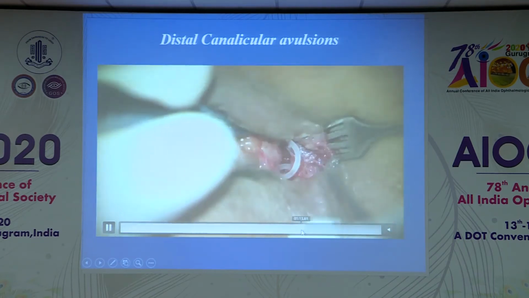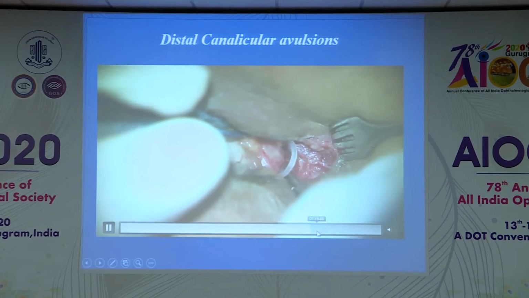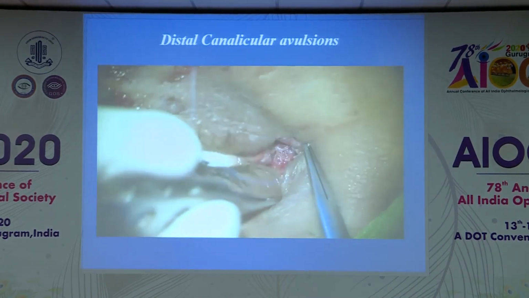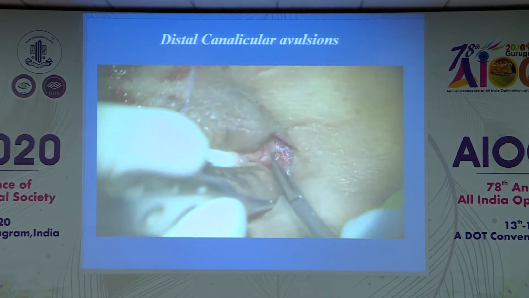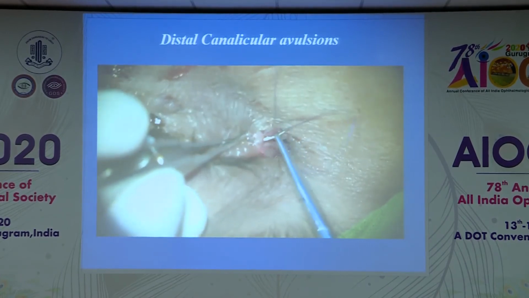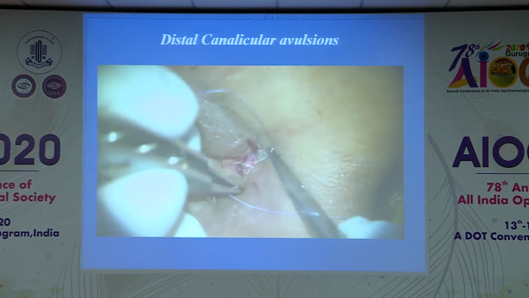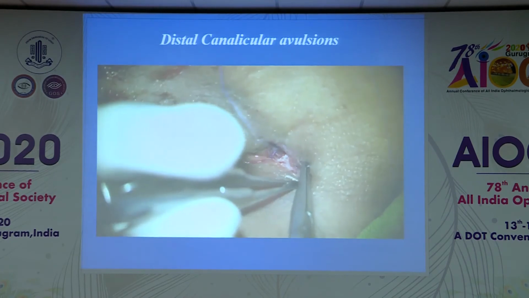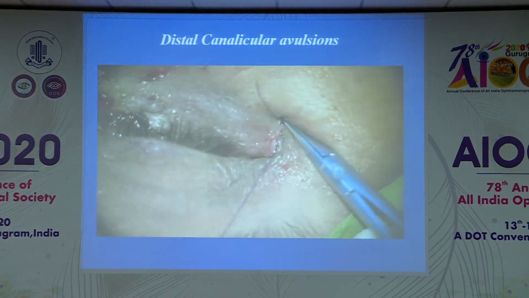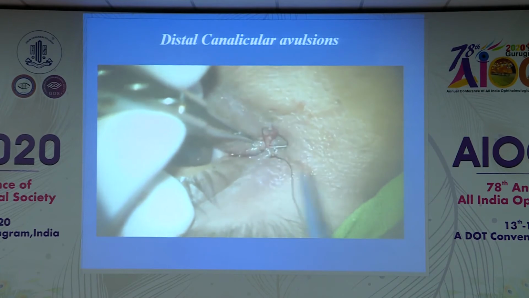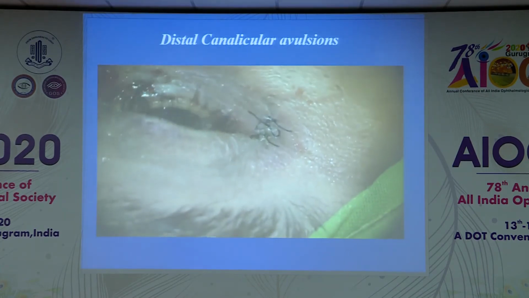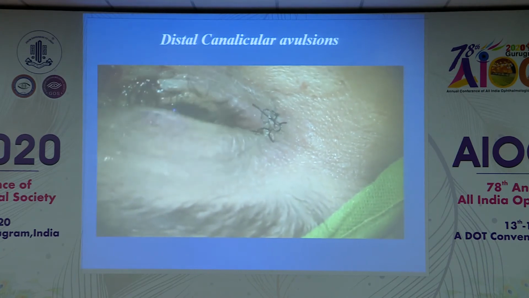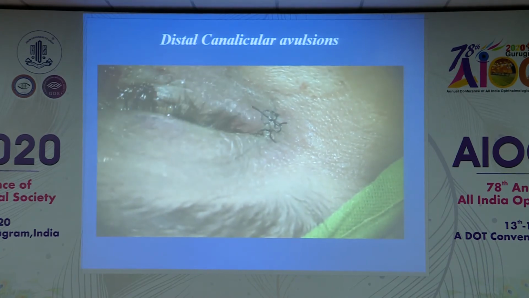So here I am inserting the stent. After the stent is inserted, again the approximation is of paramount importance. Whatever tissue you see near the medial canthal tendon, you have to approximate it with the proximal cut end, and then a 2-layered closure is done like this. So this is how a cuffed edge of the stent is seen.